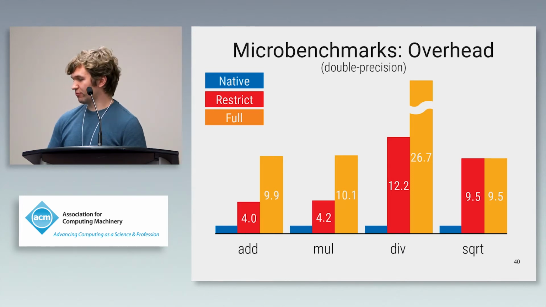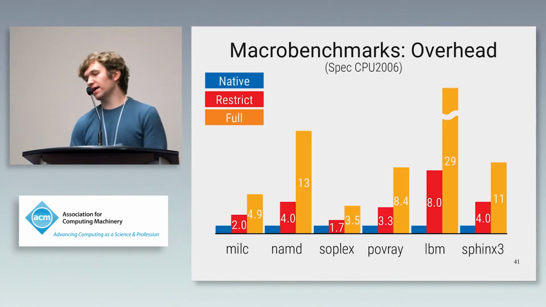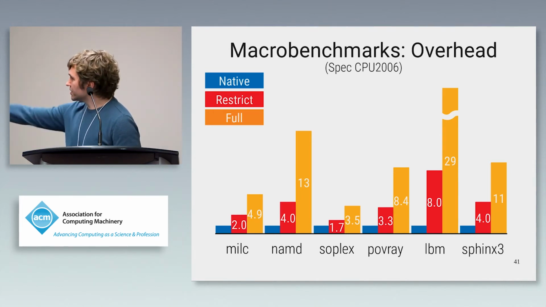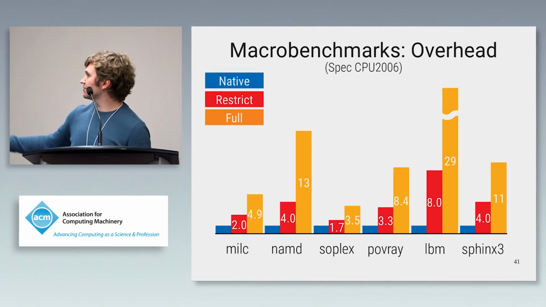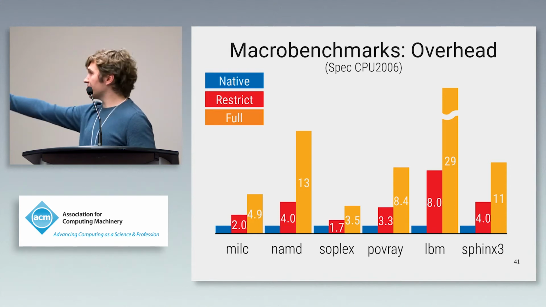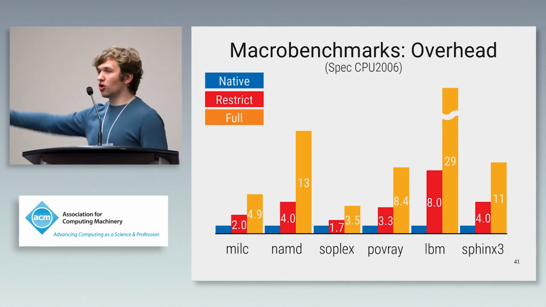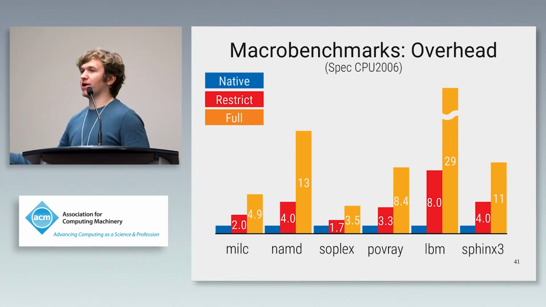Now, in terms of more real world code, in terms of a real program, here's the overheads that you see on the SPEC benchmarks. You'll notice that the overheads aren't too bad, 2 to 4 times for restrict, but there's a real big exception here, that being LBM. In fact, the overhead here is almost as much as division in and of itself, and I'm pretty sure that program's not just division operations.